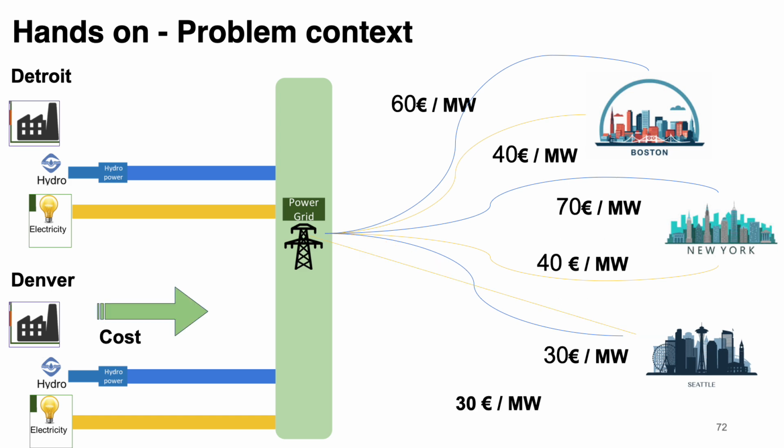We also have our second energy type, hydrogen. Hydrogen transportation has a completely different cost structure and physical reality. Looking at the map, from Detroit it costs 40 euros to Boston, 40 to New York, and 30 to Seattle. From Denver it's 60, 70, and 30 euros. Because these two energy types share the same physical infrastructure limits defined earlier, the solver must constantly balance the cheap electricity routes against the expensive hydrogen routes to find the global minimum cost.